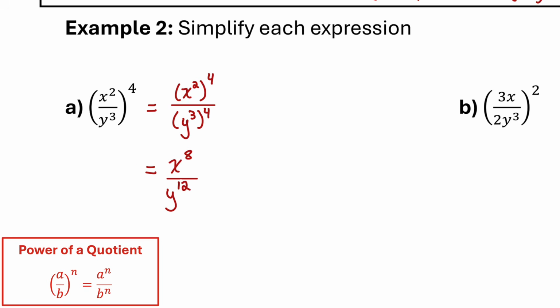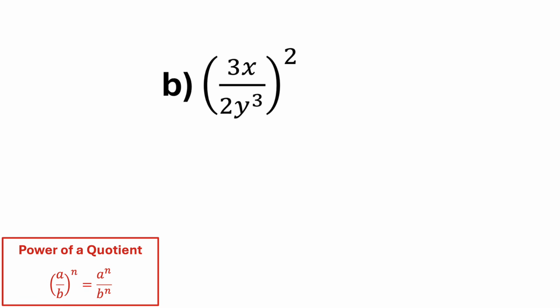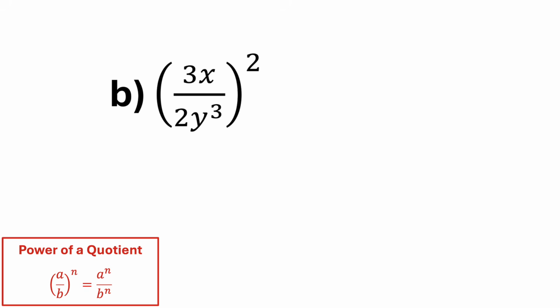Let's move on to part B. Once again, it's a power of a quotient. This exponent of 2 will have to be applied to both the numerator and denominator. So it will equal 3x all squared divided by 2y cubed all squared.